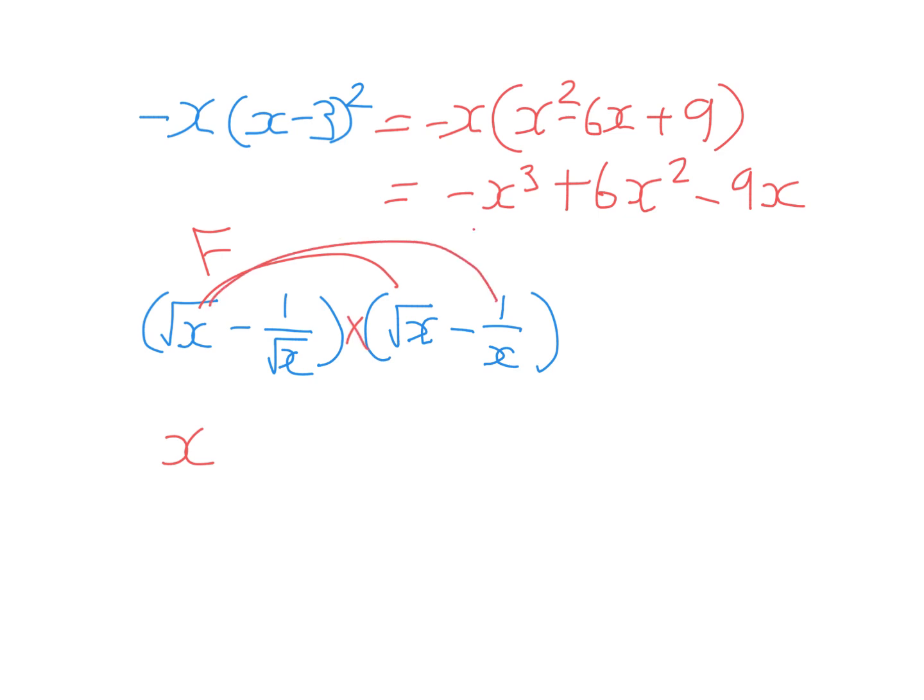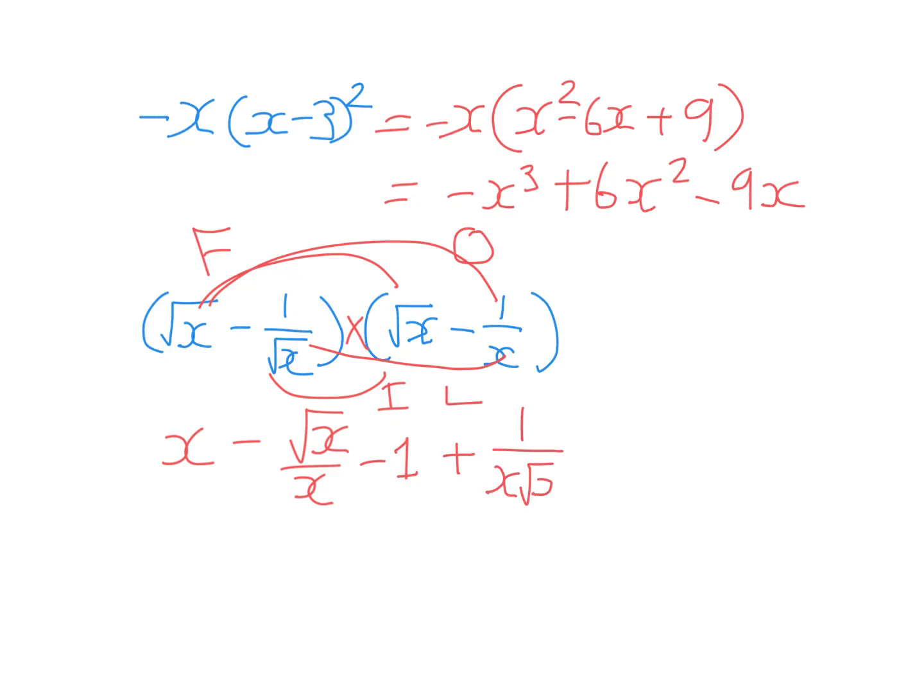So O, the thing on the outside, will be root x times negative 1 on x. So I'm just going to leave it like this for now. All right, insides. So I'm going to go negative 1 on root x times root x. Well, the root x's there will cancel out, so you'll just be left with minus 1. And finally, the thing that's last in each bracket, negative 1 on root x times negative 1 on x. So I'm going to get a positive because it's a negative times a negative. 1 times 1 is 1. And I'm just going to write root x times x like this.